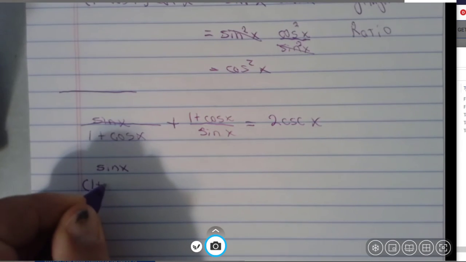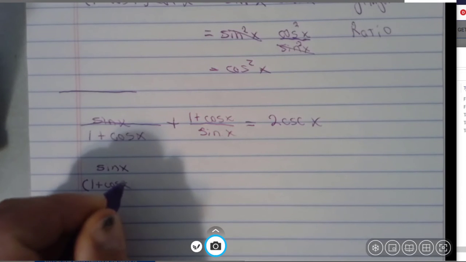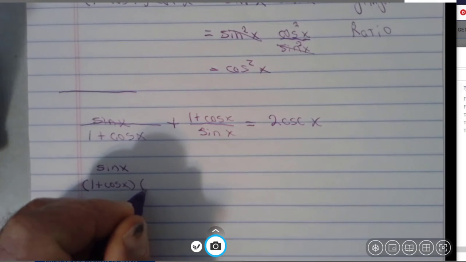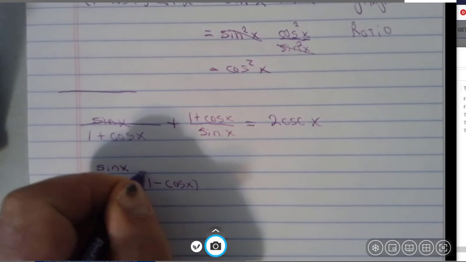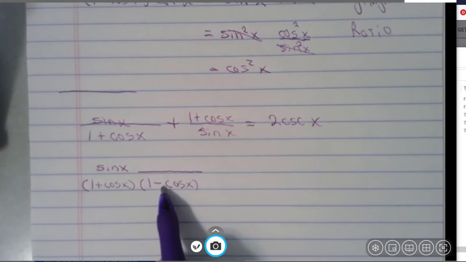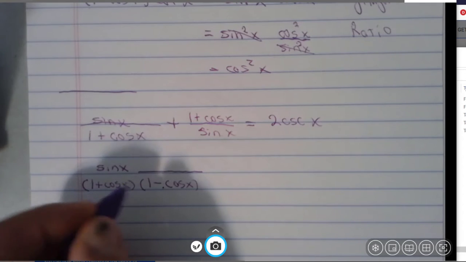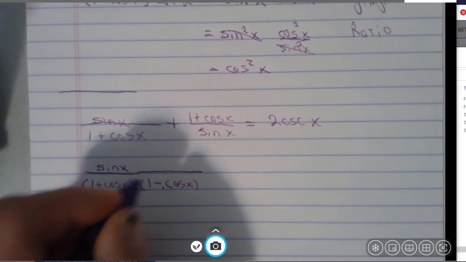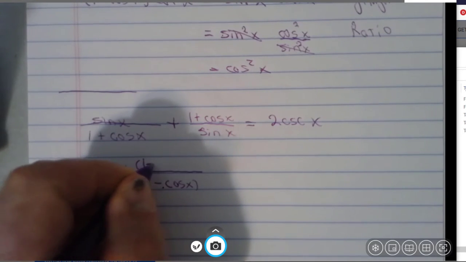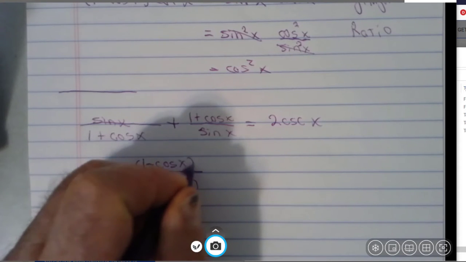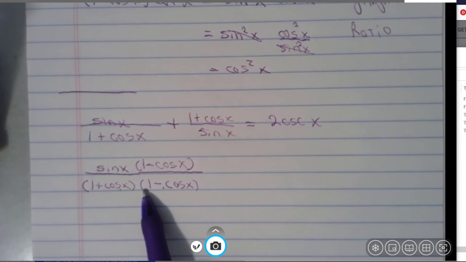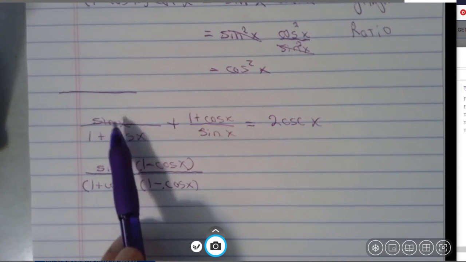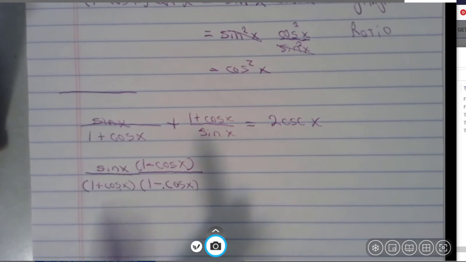What I'm going to do is take that denominator that's already there, and I'm going to multiply it by 1 minus cosine of x. Now, whatever multiple I take on the denominator, I'm going to have to take the same multiple on the numerator, or I would be changing the value of this fraction. I don't want to change its value. I just want to change its form. So this and this are the same.